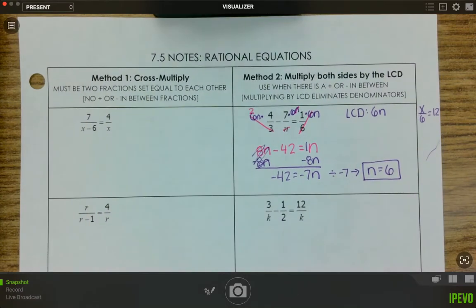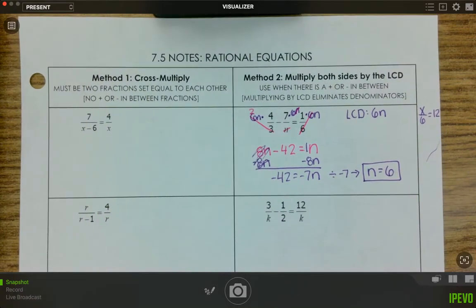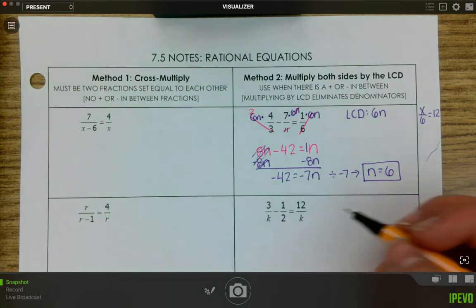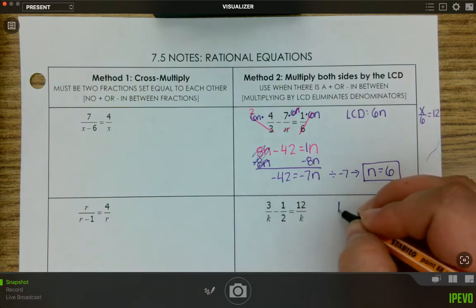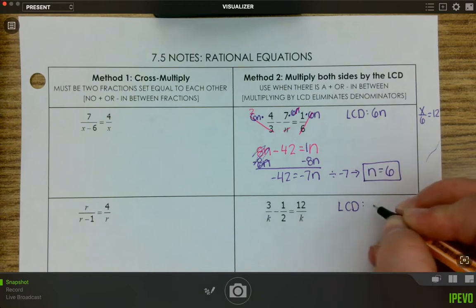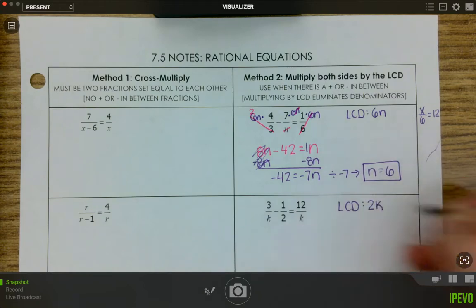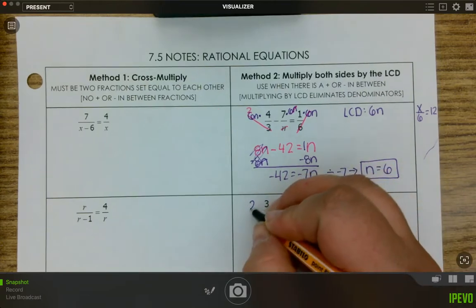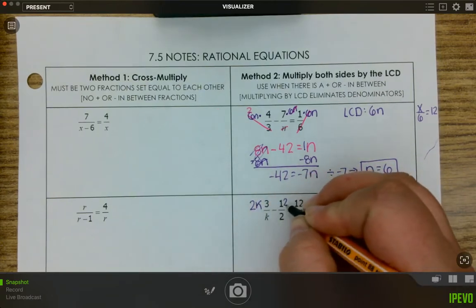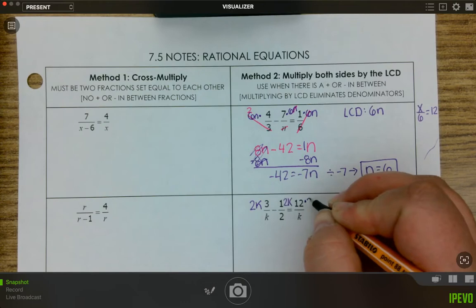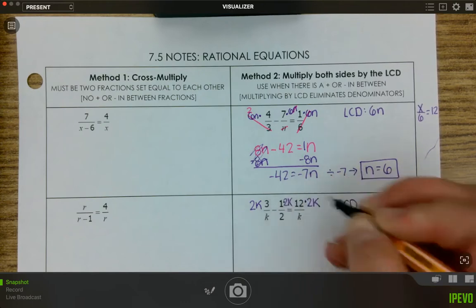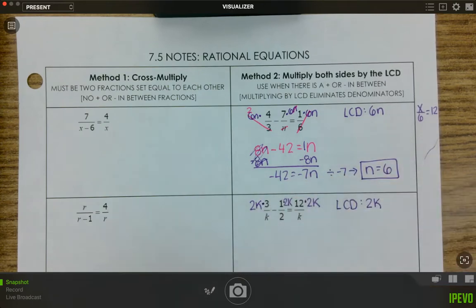Let's do one more of this method, and then I will show you the other method. Sometimes the LCD is a little bit more obvious. Your only denominators on this one are 2 and k, so your LCD has to be 2k. It has to have the whole thing. Okay, and I am multiplying by it each time. You don't have to write your multiplication dot if you don't want to. You can. Then start crossing stuff out.